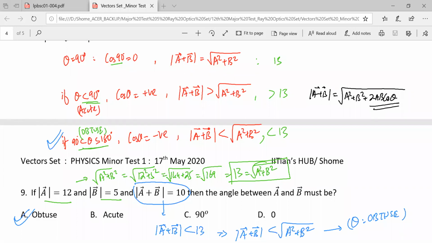So again, this is a very critical kind of question. The application of the triangle inequalities. Okay. So please make sure you understand this explanation properly. Ask me if there's any doubt.